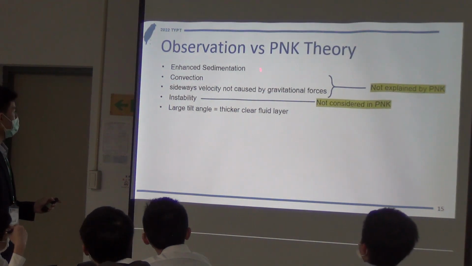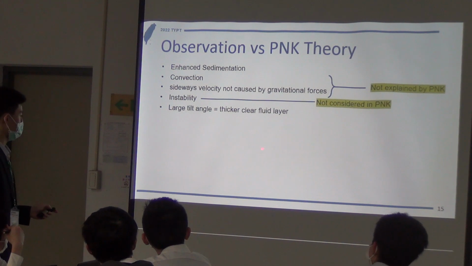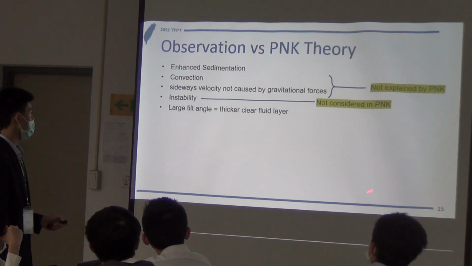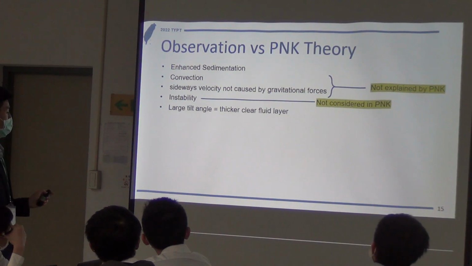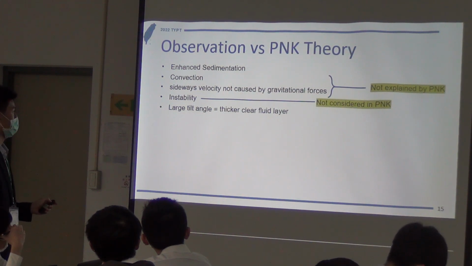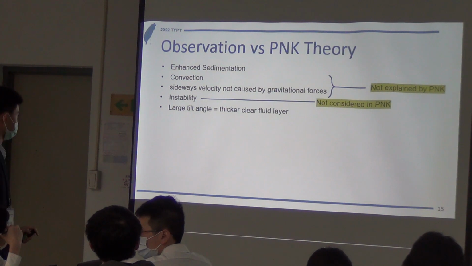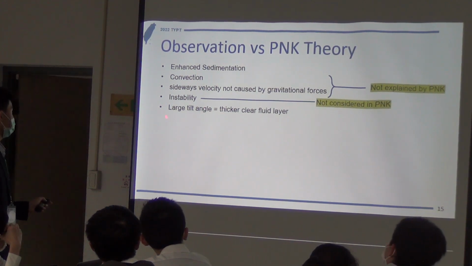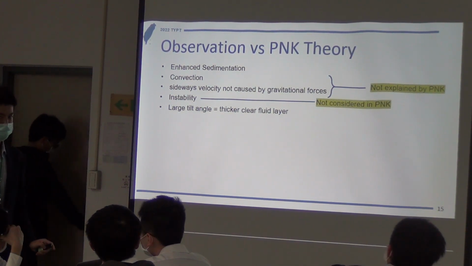So there is convection in PNK theory where the clear fluid layer rises, but it does not explain how this convection forms. And also, PNK's theory does not explain the sideways velocity that is not caused by gravitational forces. And also, instability is not considered in PNK.